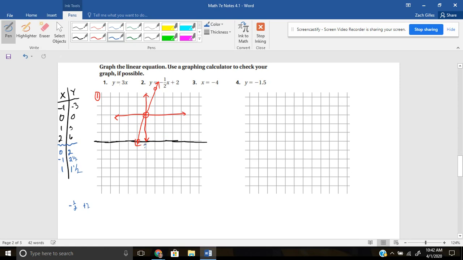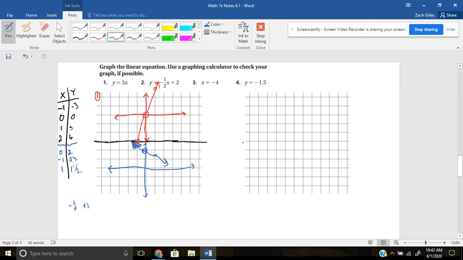So let's see if we can graph that here. 0, 2, so over 0, up 2. -1 is 2.5, so over -1, up 2.5. Right there, it's halfway. And then 1, 1.5, up 1.5. You can see our line is going like this. Okay. Hopefully that makes a little sense. Again, you can enter this into Desmos if you want to double check.